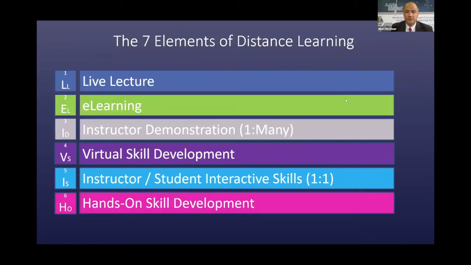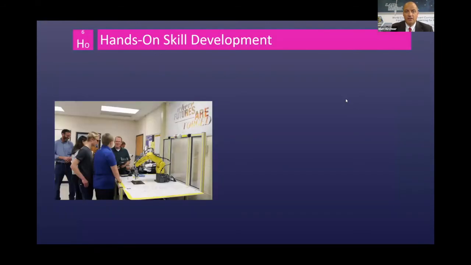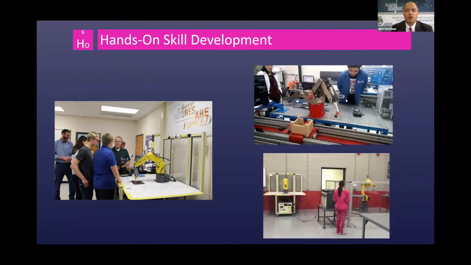Number 6 in our 7 elements of distance learning is hands-on skill development. So as we just said, eventually we need to get students into the lab learning in a hands-on environment. And you won't get any argument from me that that is incredibly, incredibly important. But the point is that our labs are going to look a little bit less like this one when we get to fall, and they're going to look a little bit more like this, where our students are separated, where they are socially distanced, where they are probably using PPE.